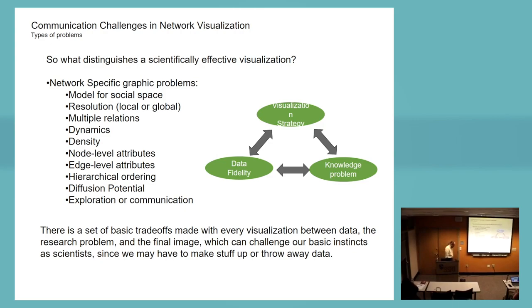So what distinguishes a scientifically effective visualization? I think we have to think about the different kinds of network-specific graphic problems. Once you have a network problem you're trying to explain, a visualization will become relevant that might be good for describing, say, edge-level features, but won't be good for describing dynamics. Because networks have so many dimensions, you often have to pick what it is you're trying to show. And it turns out that this creates a tension between these three pieces.